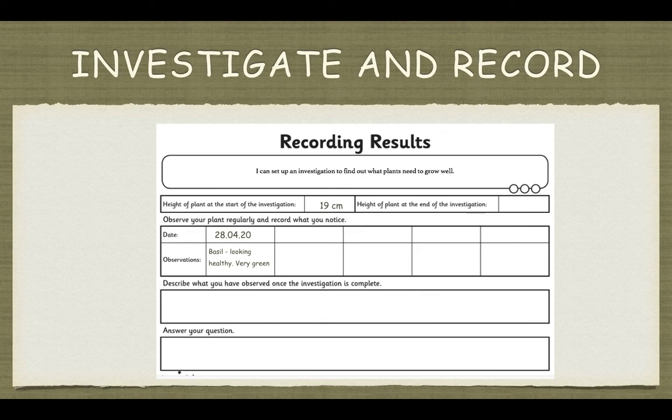I can set up an investigation to find out what plants need to grow. And then it has a height of plant at the start of the investigation. I've written 19 centimeters. And then below that, it has observe your plant regularly and record what you notice. So I've put a date, 28/04/20, which is today. What did I observe? I observed or looked at a basil plant and it was looking healthy and very green.